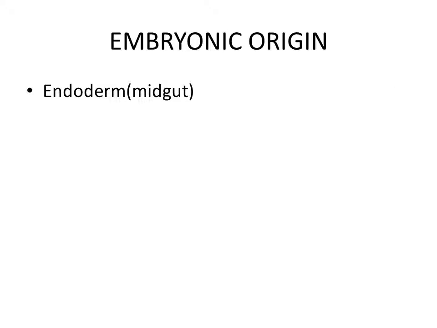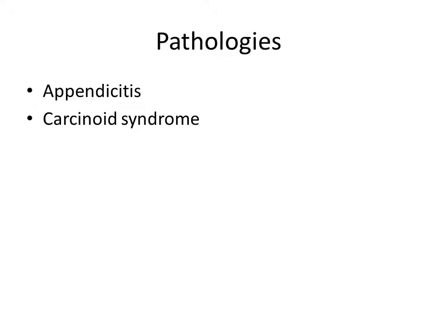Now, embryologically, the appendix is derived from the endoderm, which forms the gut tube, and the part of the gut tube that the appendix comes from is the midgut, which is why it has the blood supply from the superior mesenteric artery. Now, in terms of pathologies, there are 2 main pathologies with the appendix.